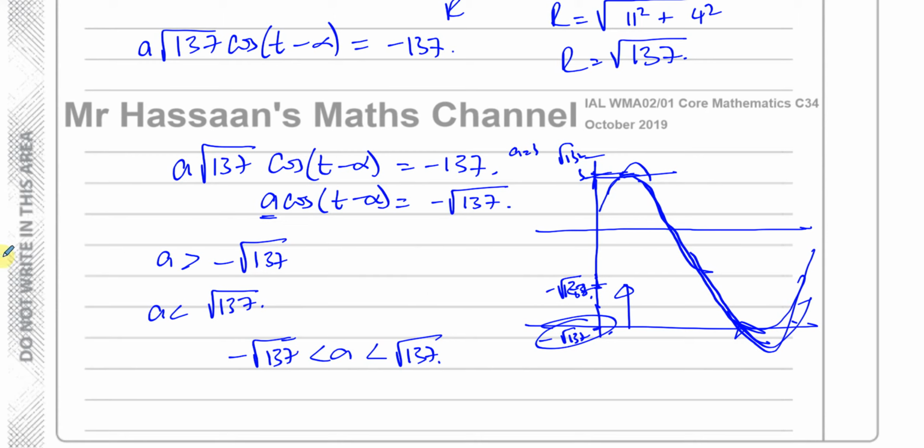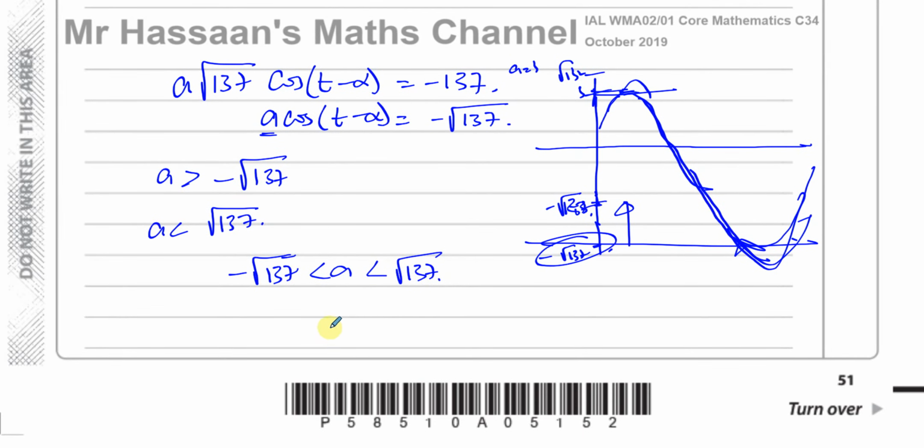Okay, another way you could deal with it is you could say that the cosine of t minus alpha is equal to minus root 137 over a, and this will only have a solution because we know that the cosine of an angle has to be between minus 1 and 1. So minus root 137 over a has to be between the values of minus 1 and 1. Otherwise, you won't get any solution, because this has to be between the values of minus 1 and 1.